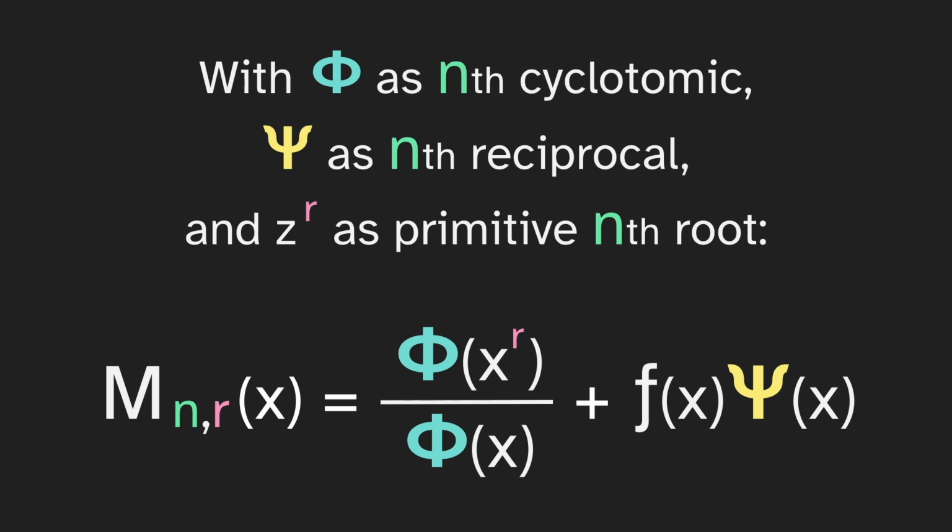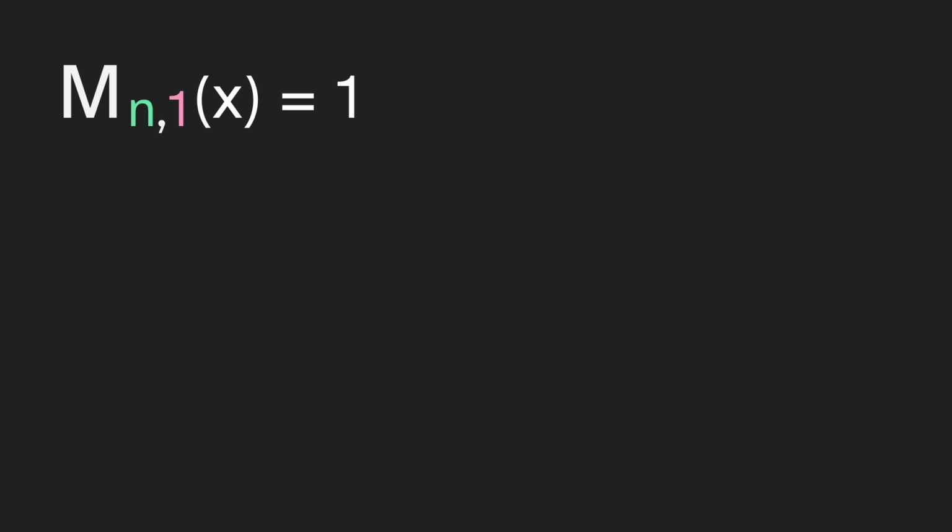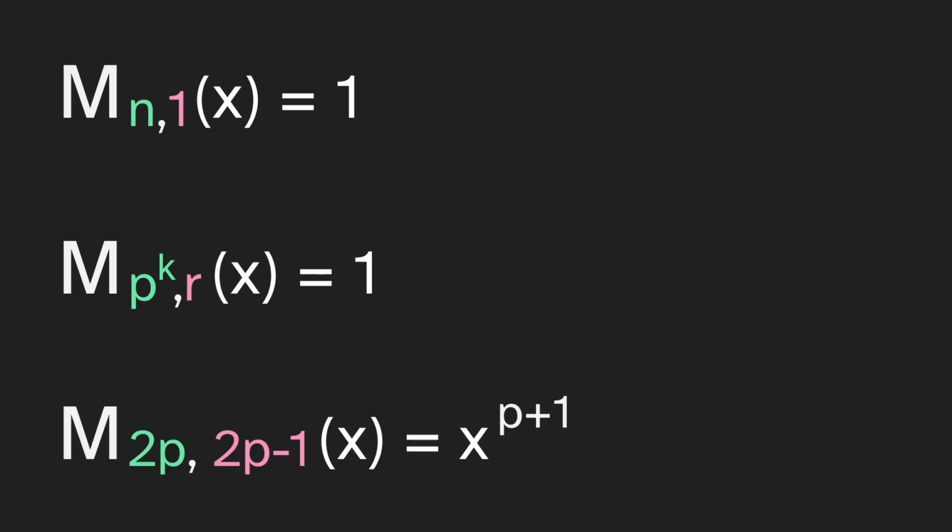To look at a few specific cases, with r as 1, we always get 1 as a modifier, or something equivalent to 1. If we have a prime power, p to the k, the modifier also equals 1. And then m sub 2p, comma 2p minus 1 is x to the p plus 1. We saw an example before with m sub 10, comma 9 equals x to the 6. And we could continue looking at specific cases like this, but that could go on forever. And there's a more important question at hand.